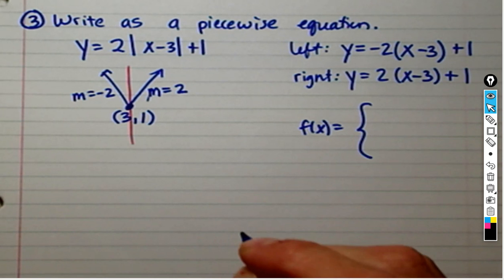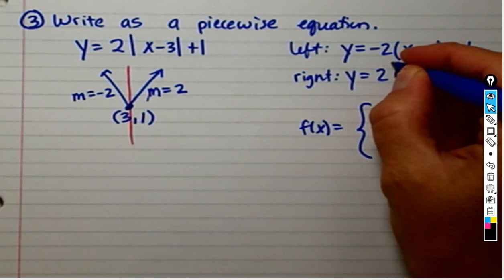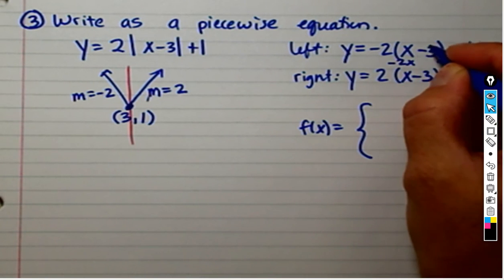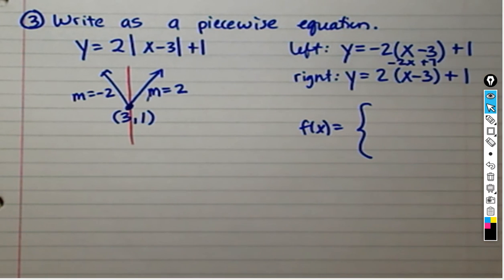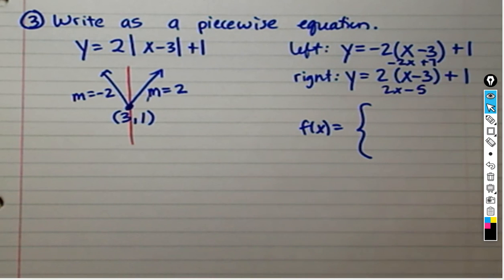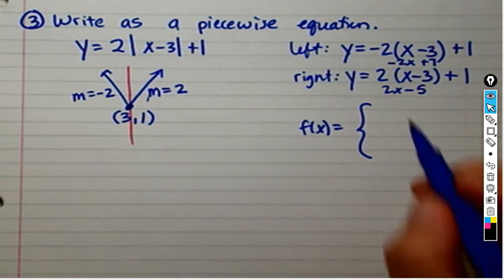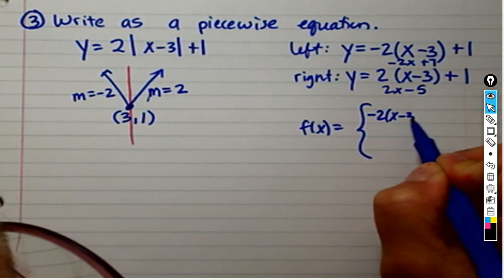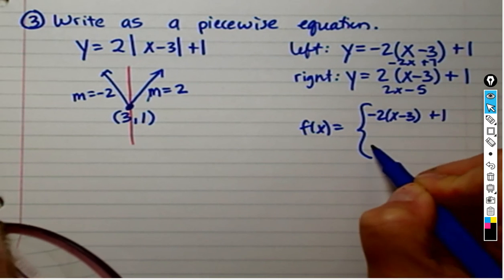Okay. I had somebody ask me, can I distribute those things? Yeah, if you want to. That's fine. You don't have to, but you could. Negative 2x plus 6. So it could be negative 2x plus 7, right, if you distributed this. Or 2x minus 5. Okay. I guess I'll just copy this over.